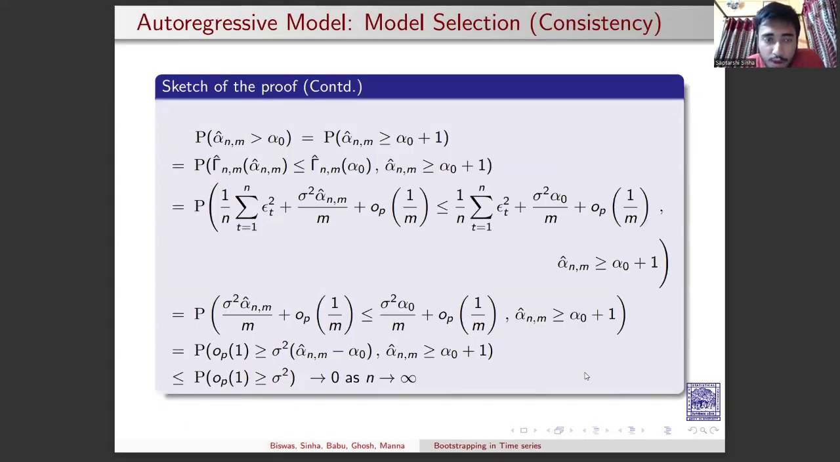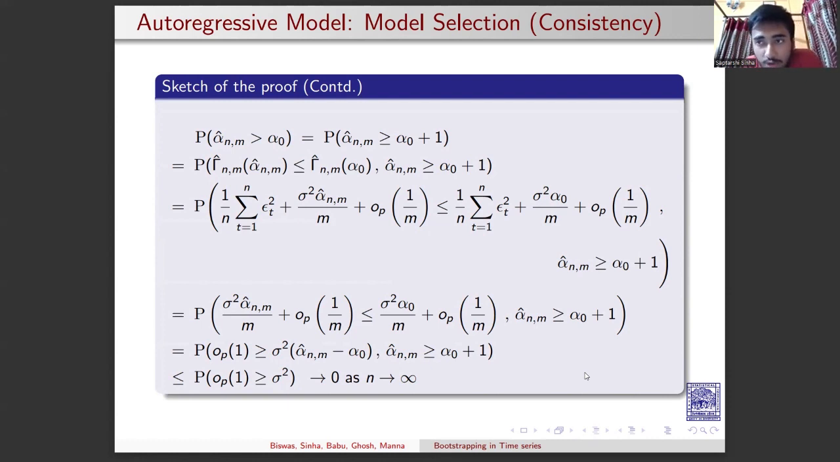In order to prove that the probability alpha hat_{n,m} equals alpha_0 goes to 1, it is enough to prove that the probability alpha hat_{n,m} greater than alpha_0 goes to 0 and the probability alpha hat_{n,m} less than alpha_0 goes to 0 as n tends to infinity. We start with the former one. Now, the probability alpha hat_{n,m} greater than alpha_0 is the same as the probability alpha hat_{n,m} greater than or equal to alpha_0 plus 1, since both of them are integers. Now, this implies that gamma hat evaluated at alpha hat_{n,m} is less than gamma hat evaluated at alpha_0, since alpha hat_{n,m} is by definition the minimizer of gamma hat.